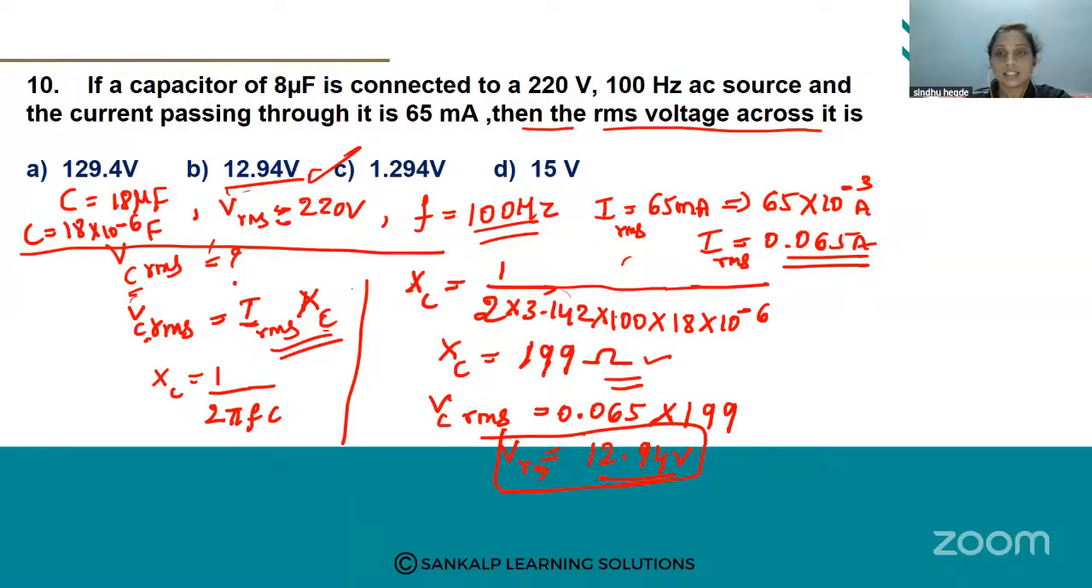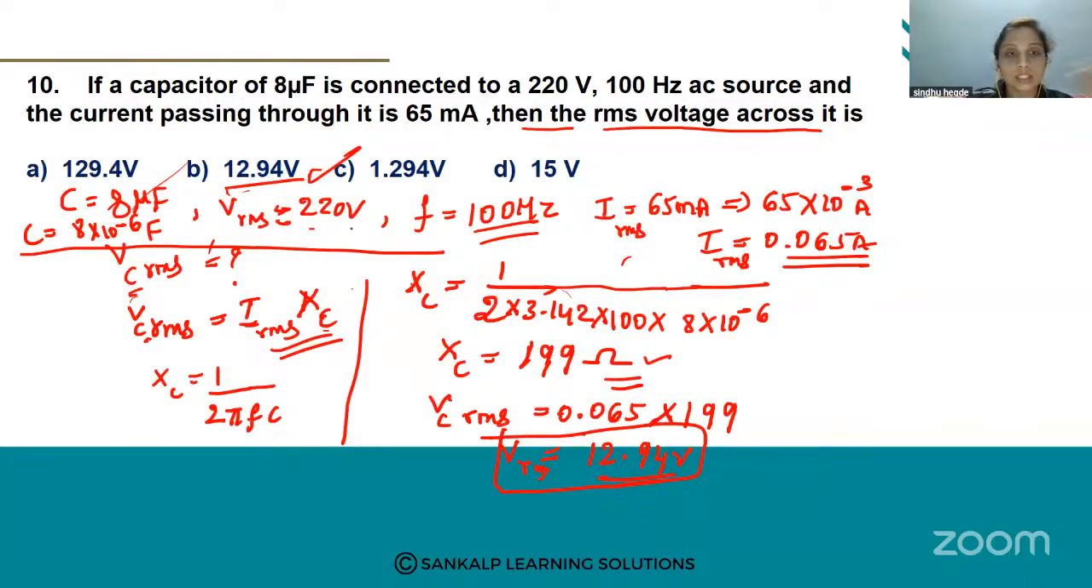Okay. See here, this is very, very simple. First, you have to write the given things. C is equal to, sorry, it is 8 microfarad. You should convert this microfarad into farads. That is 10 raised to minus 6. So put that minus 6 and convert it into farads and write it.